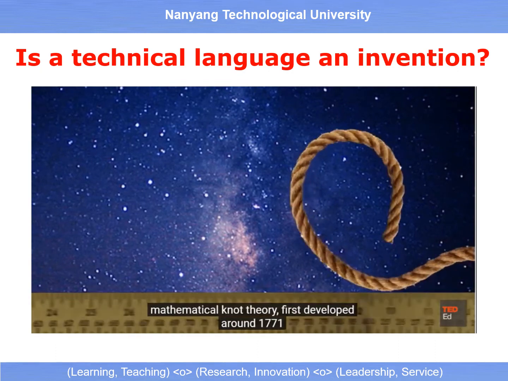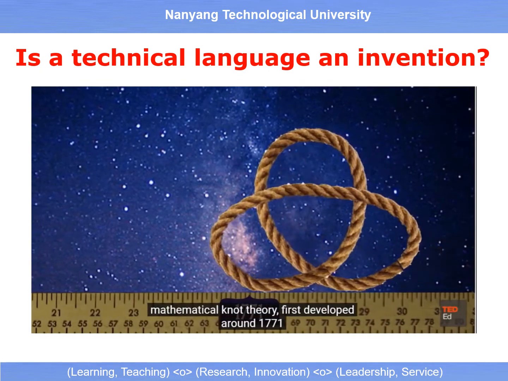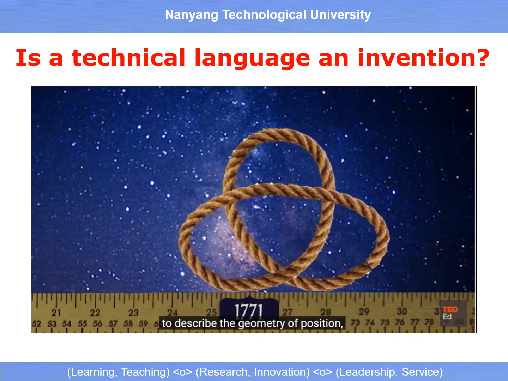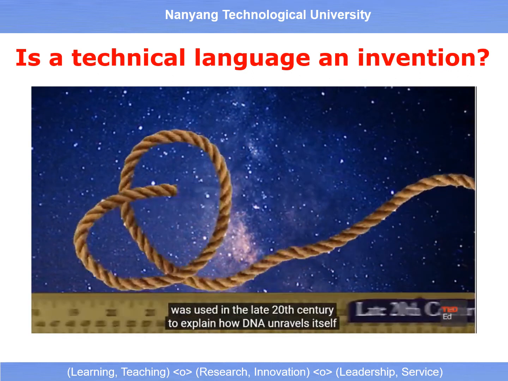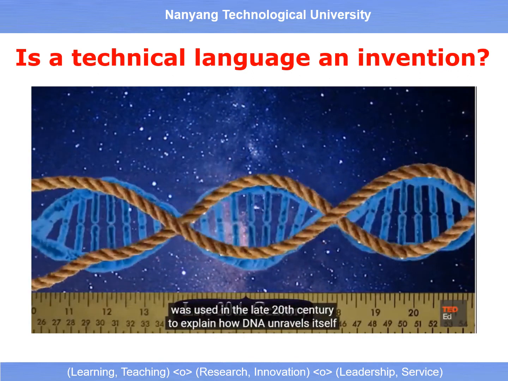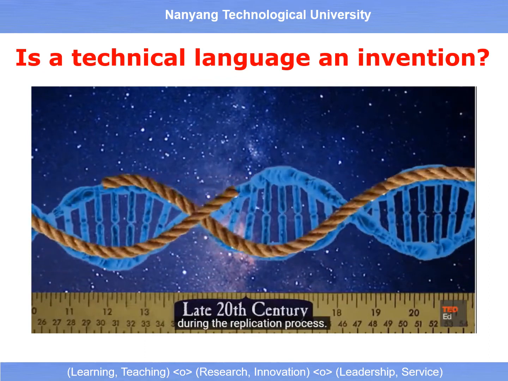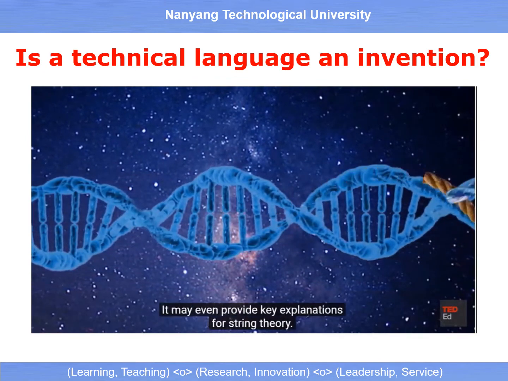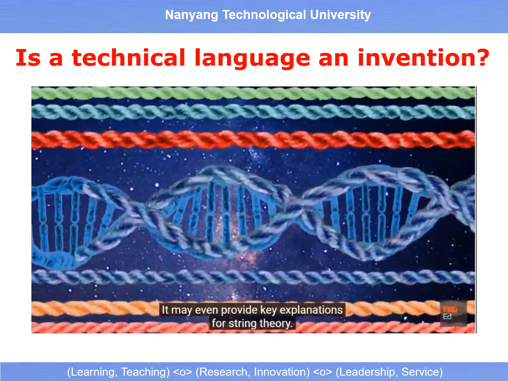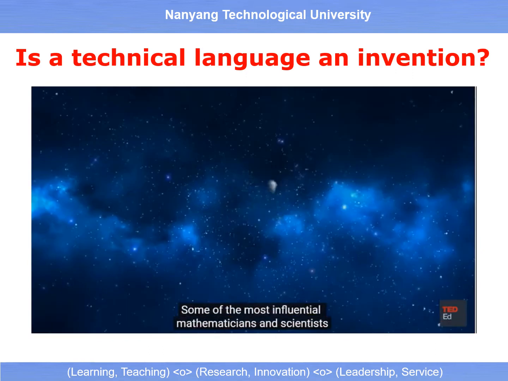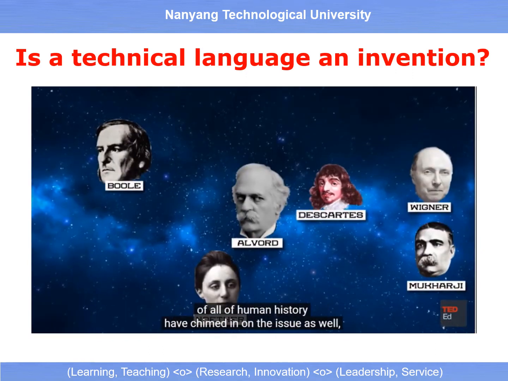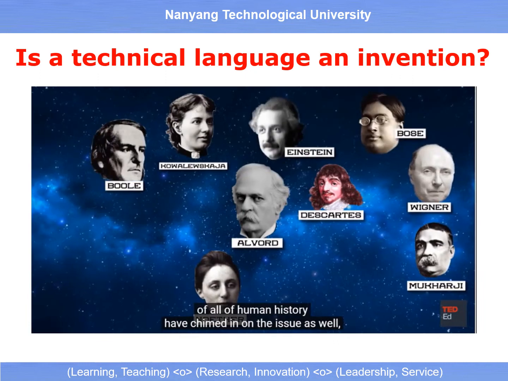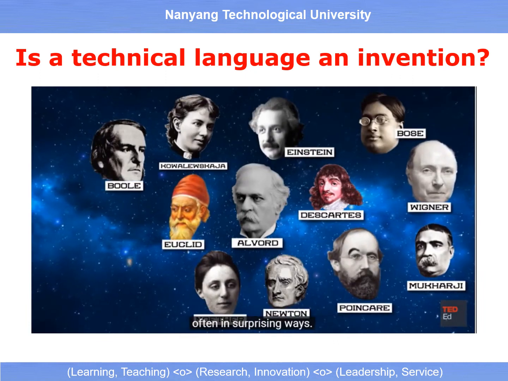Mathematical knot theory, first developed around 1771 to describe the geometry of position, was used in the late 20th century to explain how DNA unravels itself during the replication process. It may even provide key explanations for string theory. Some of the most influential mathematicians and scientists of all of human history have chimed in on the issue as well, often in surprising ways.